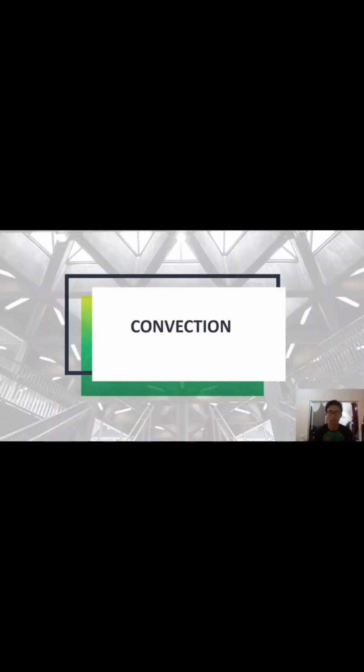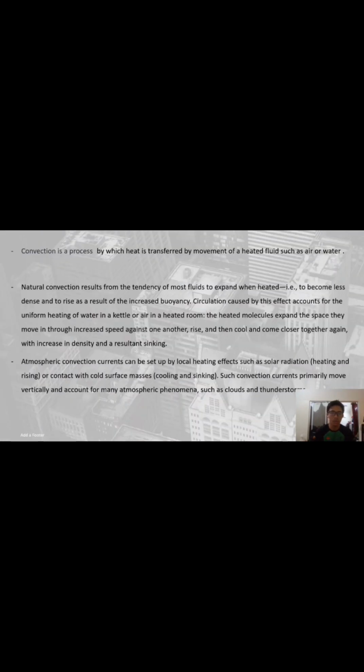Okay, so we'll proceed to convection. Convection is a process by which heat is transferred by the movement of a heated fluid such as air or water. Natural convection results from the tendency of most fluids to expand when heated, that is, to become less dense and to rise as a result of increased buoyancy.